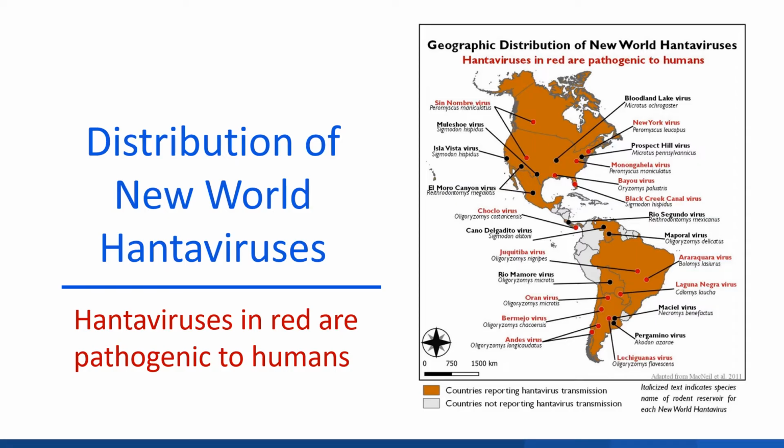This map shows the geographic distribution of New World hantaviruses. The virus names in red indicate viruses that are pathogenic to humans. The italicized text below the virus name indicates the name of the rodent reservoir for each New World hantavirus.